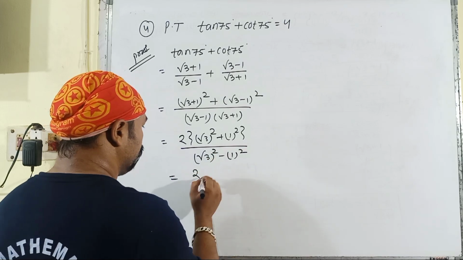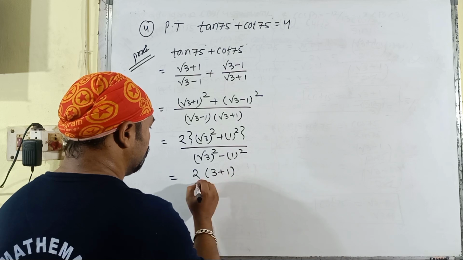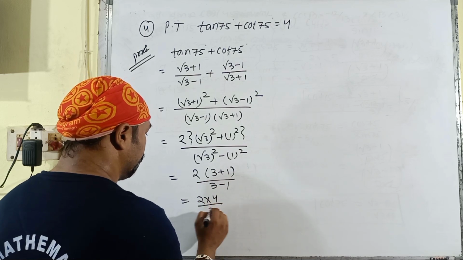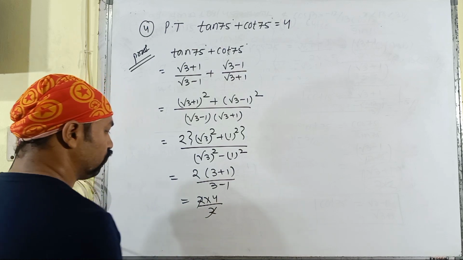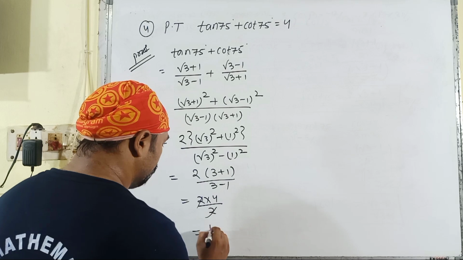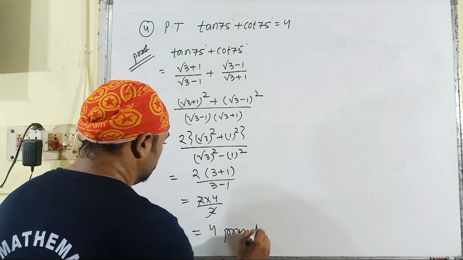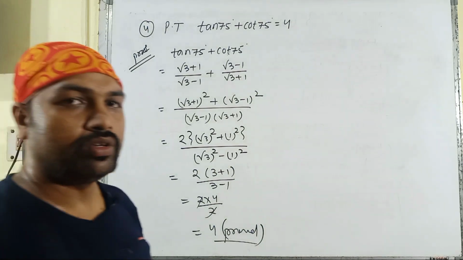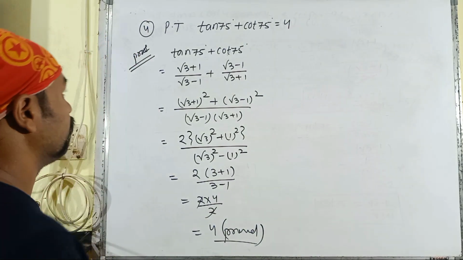So it will be 2 multiplied with 3 plus 1 divided by 3 minus 1. It is 2 into 4 divided by 2. Cancelling both of the 2's from numerator as well as from the denominator, we are getting here 4, and here it has been the proof of number 4. Then moving to question number 5.